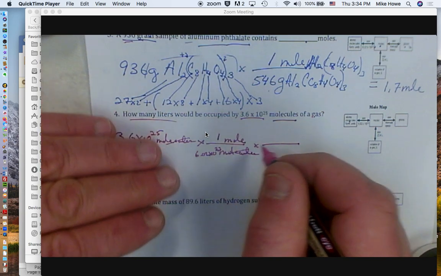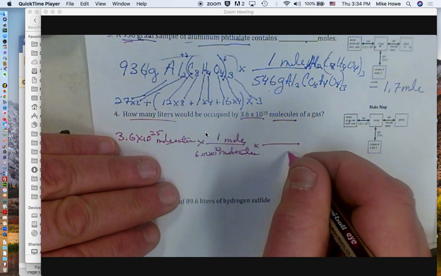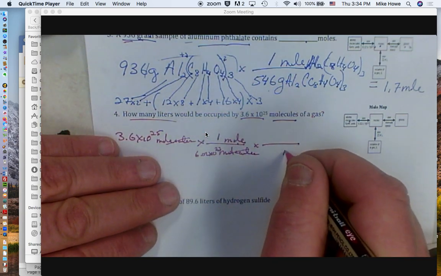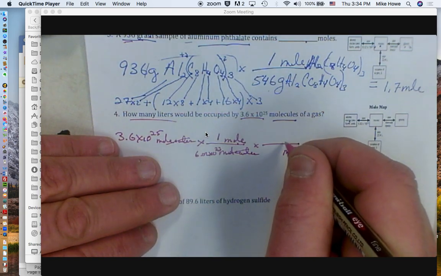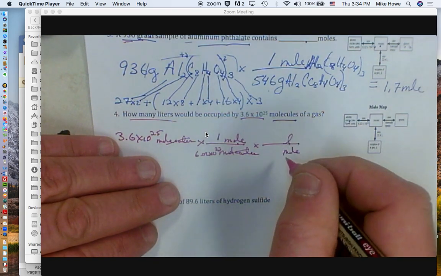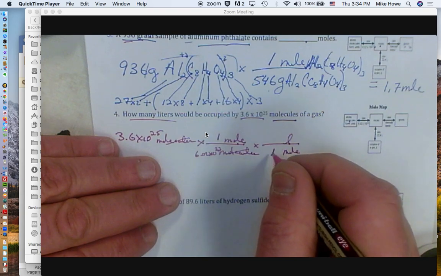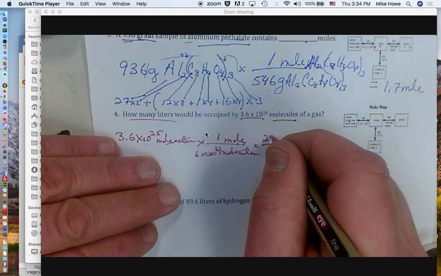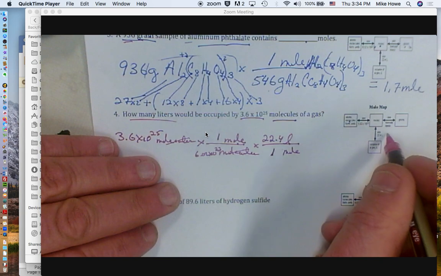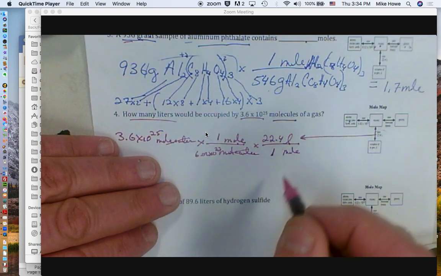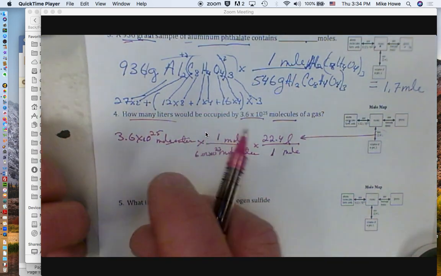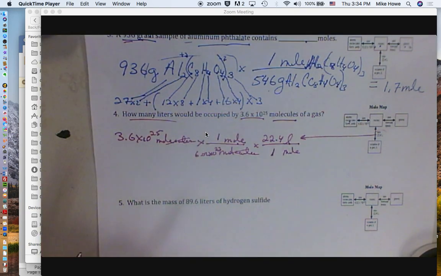But we don't want moles, we want liters. So what goes on the bottom, whatever's here, always goes on the bottom. And on the top, we put liters. The number that always goes in moles, 1 mole, is equal to 22.4 liters, and I get that number from right there, 22.4. So then we have 3.6 times 10 to the 25th.